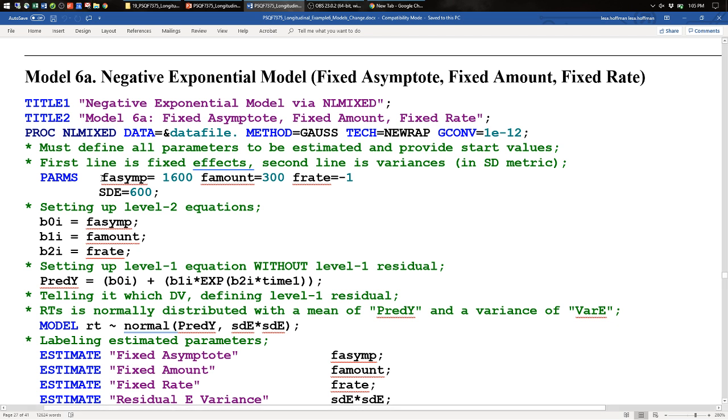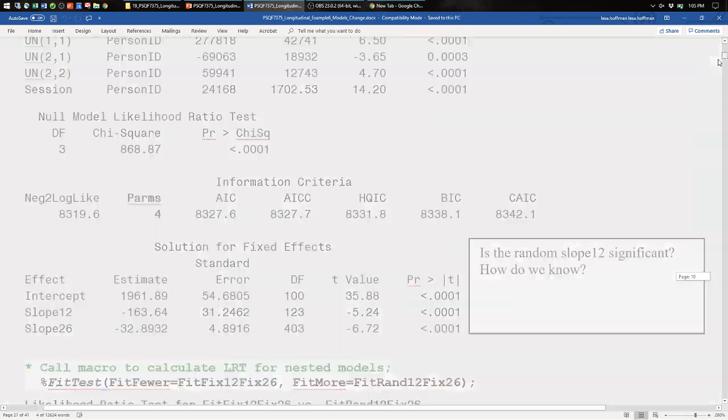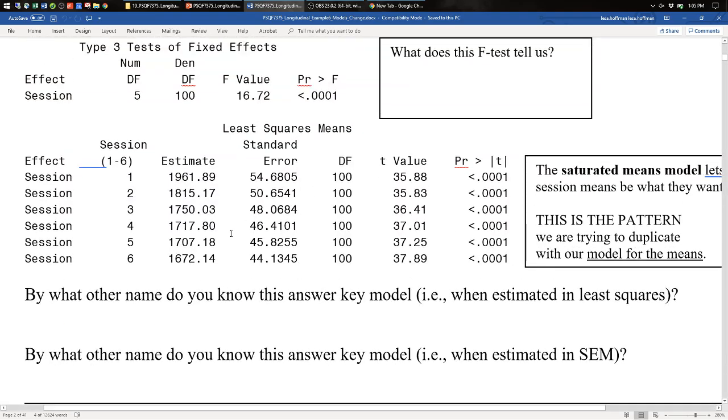So I have 3 fixed effects: fixed asymptote, fixed amount, and fixed rate. So I made up these numbers. Where did they come from? Well, asymptote is the amount of response time that we're ending up with after infinite practice. I know in these data what the mean is at the end. It's around 1600.